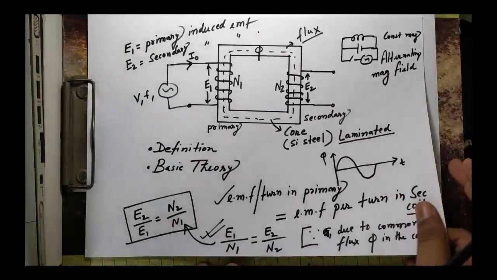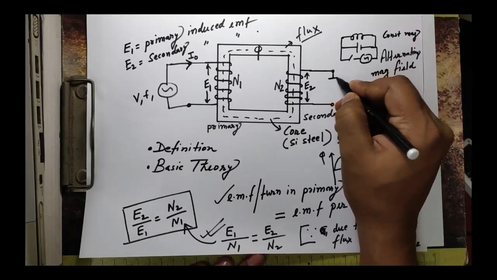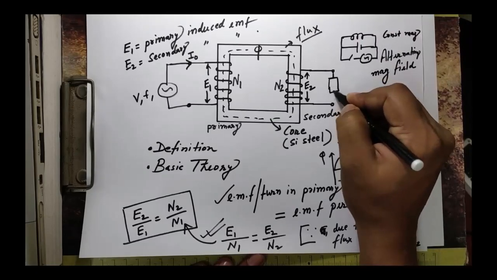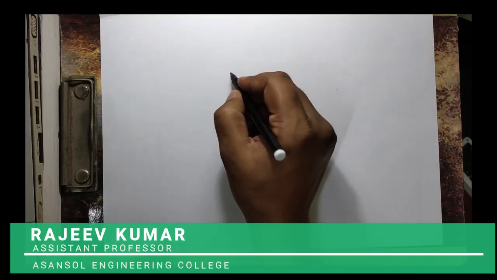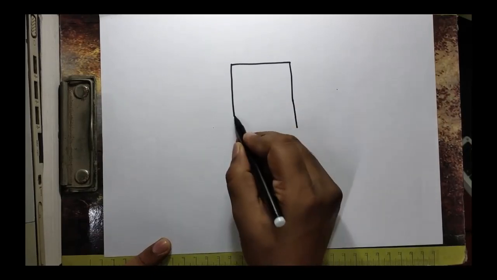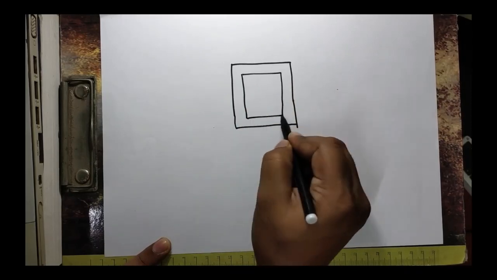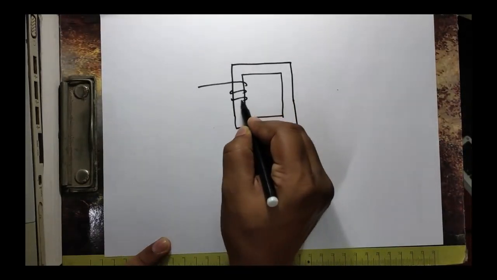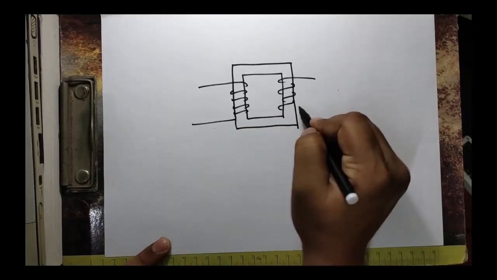what will happen if we load this transformer. If we load it, what will happen, right? So for this I will move to my next slide for better understanding. Okay, so see, now let me first draw the diagram quickly for our understanding. Okay, so this is the core I'm drawing, these are the windings. Okay, this is primary winding, now this is secondary winding.